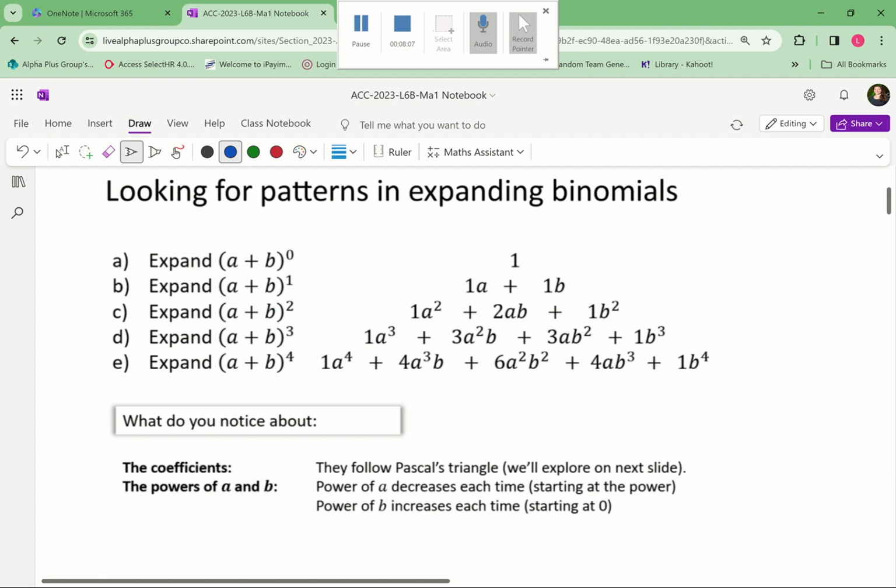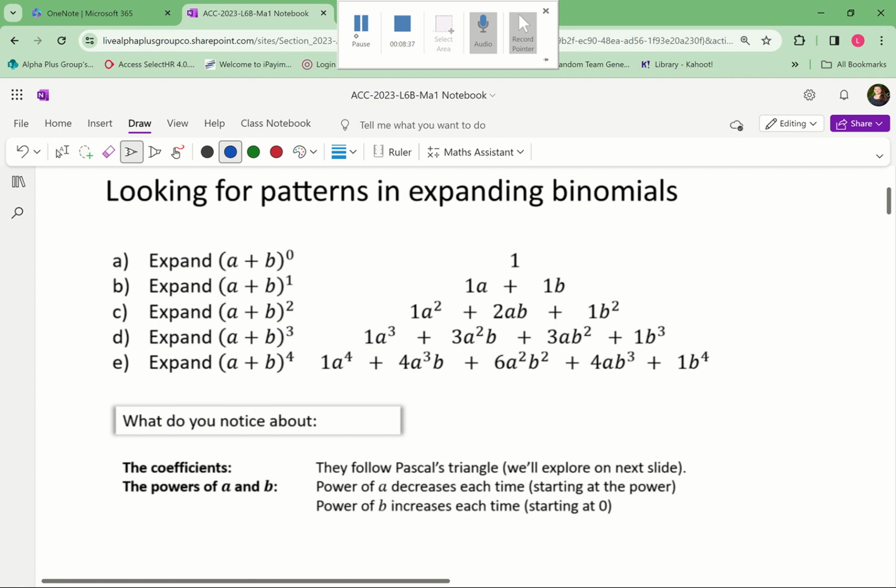Just to give you another example, if my brackets are being cubed, the powers of each of my individual terms need to add to 3. So obviously a cubed, the power is 3. A squared and b to the power of 1, well 2 plus 1 is equal to 3, and for the third term, a is to the power of 1 and b to the power of 2. 1 plus 2 is also 3, so that one's good, and b cubed is obviously 3. So it's just another pattern that's quite useful to remember.